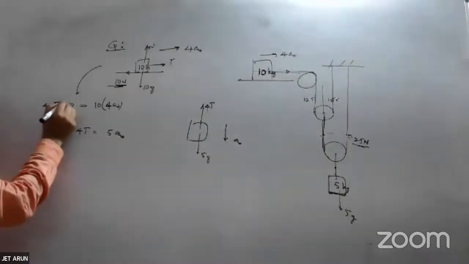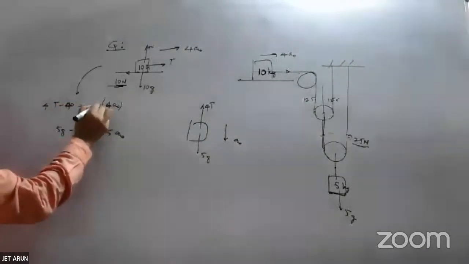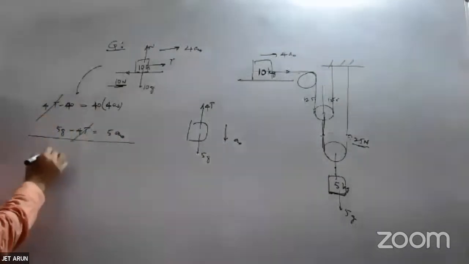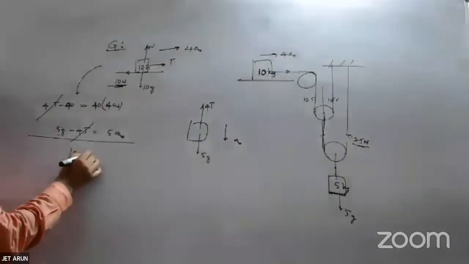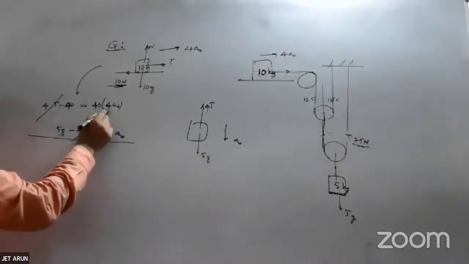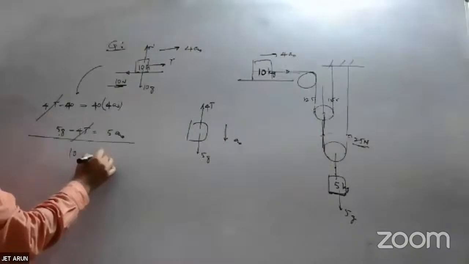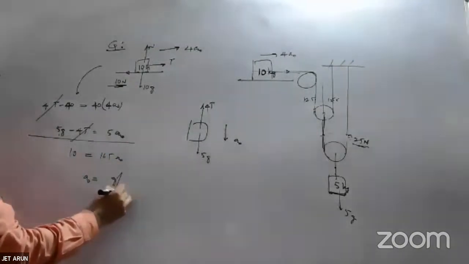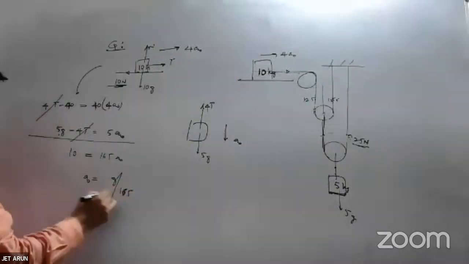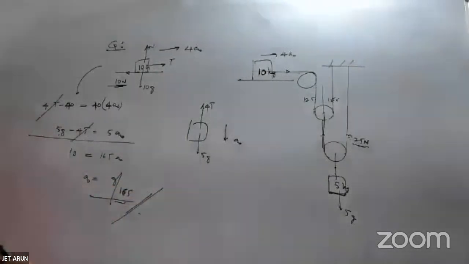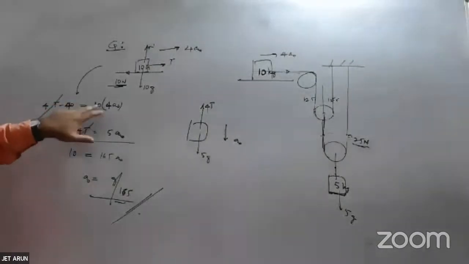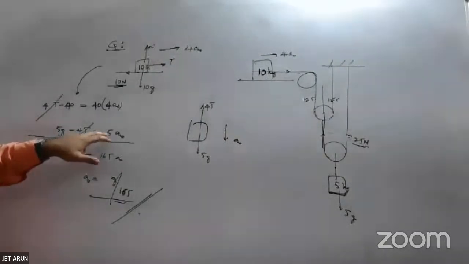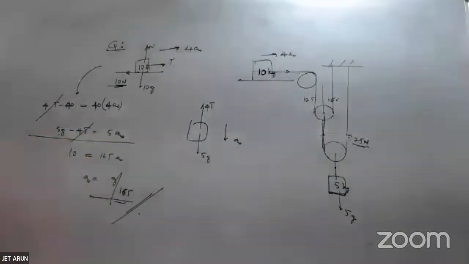I multiply this with 4. I add these two. 40 gets cancelled out. 5g minus 40 is 10, equal to 160 a0 plus 5 a0. So 165 a0. So a0 is equal to g by 165. Is it correct? Just check: 4, 4, 16, 160, 160 a0 plus 5 a0. Yeah, that's right.